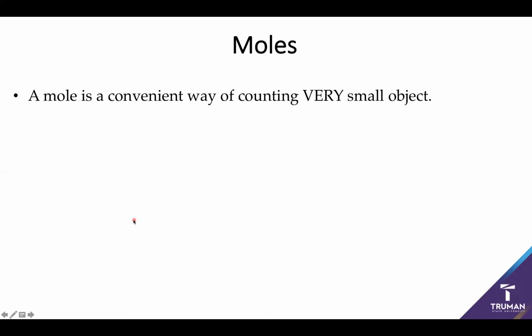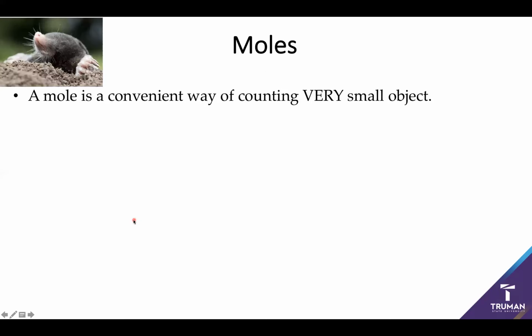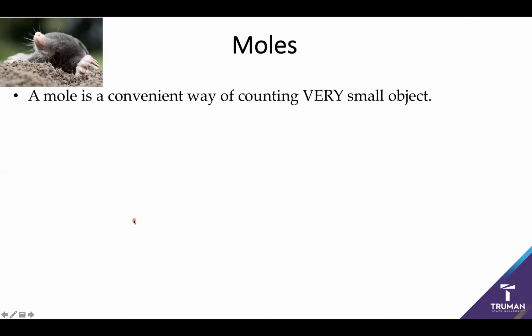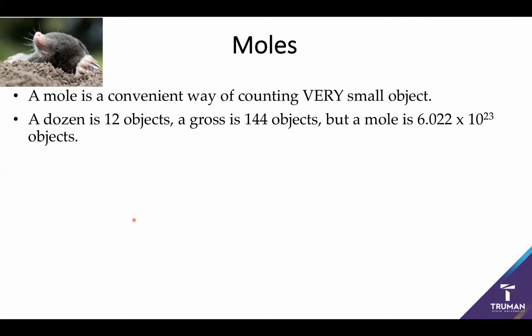So for that, we're going to look at moles. Not this kind of mole, definitely not that kind of mole. We're going to make him go away. He's a little scary. So a mole is essentially just a way of counting a very small object. The way I like thinking about it is if I'm looking at a dozen things, that's 12 objects. If I look at a gross, that's 144 objects, also known as a dozen dozen. A mole is a very similar thing. The only difference is it's about 6 times 10 to the 23rd objects. So a whole lot more.